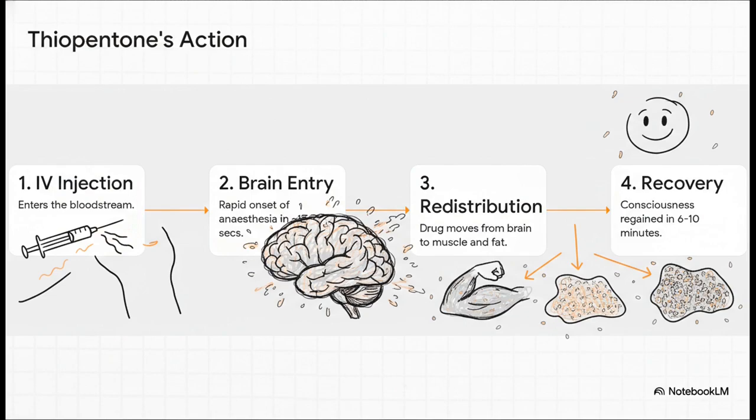See, the drug first floods the brain because the brain gets so much blood flow. But then, slowly, it starts to leave the brain and distribute itself to other tissues, like muscle and fat. And as the concentration in the brain drops, the patient wakes up. The drug is still in the body, mind you, but it's hiding in the fat and muscle, not in the brain. A very, very important concept.